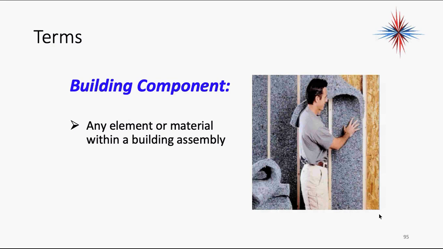So a building component is any element or material within the building assembly, like insulation, spray foam insulation, the wood studs over here. I worry about them. I need to know the thickness and what they're made of. I need to know if they're metal or wood, because metal conducts heat faster than wood does. It makes a big difference.